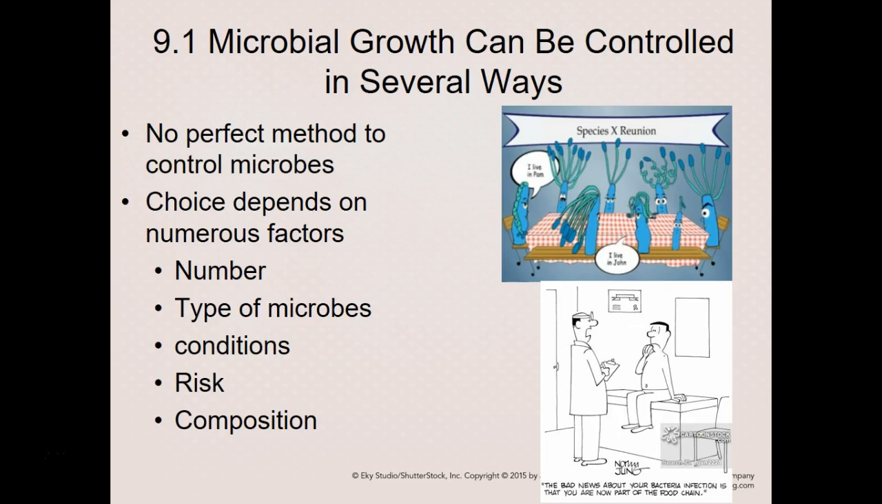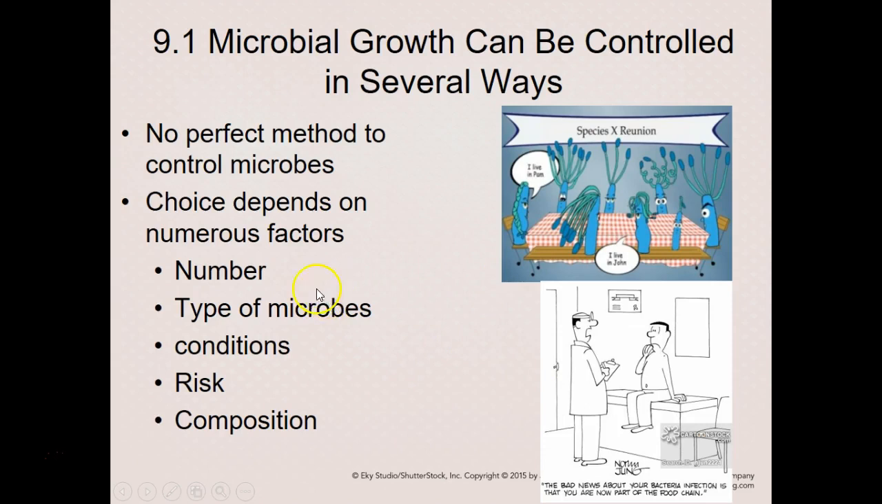So this chapter is all about how we control life, microbial life, but there's no one perfect method to control all life forms. There are multiple factors that are going to influence our choice. And so I like these cartoons. Here's a species reunion. I live in Pam. I live in John. And they're talking and getting together and chit-chatting. And down here, the bad news about your bacteria infection is that you are now part of their food chain. So that's kind of a creepy thing.